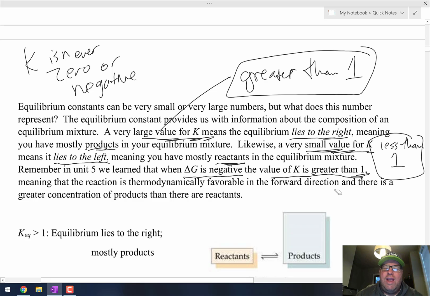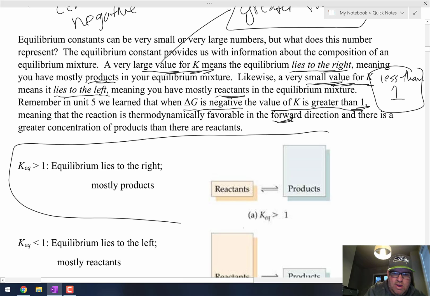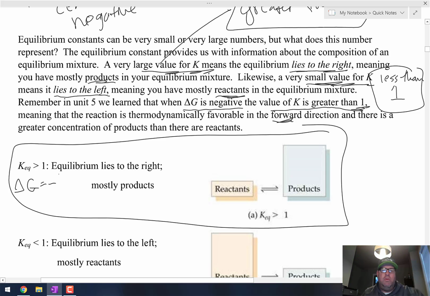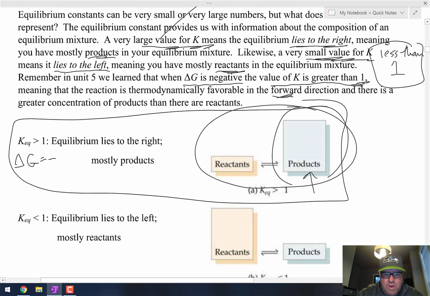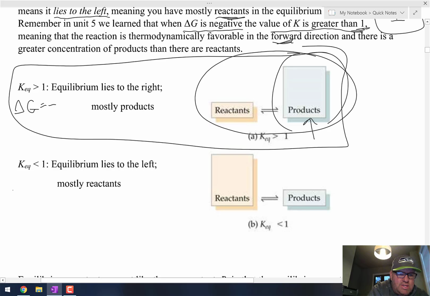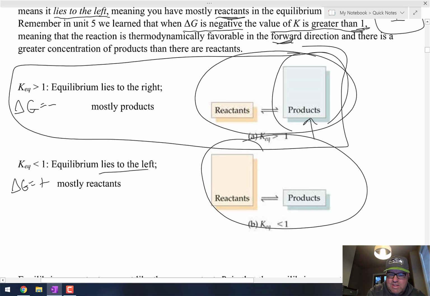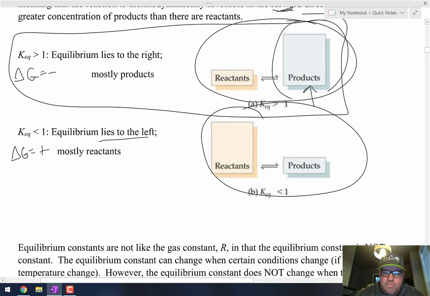Okay, so when Keq is greater than 1, when the equilibrium constant is greater than 1, delta G is negative. That is a thermodynamically favorable reaction in the forward direction. And again, it means there's more products than there are reactants. You can see that right here. Keq is greater than 1, and when that happens, delta G is a negative value. Equilibrium lies to the right. You have mostly products, and you can see that in that equilibrium mixture, you absolutely have more products than you do reactants. When Keq is less than 1, then delta G is a positive value. The equilibrium, we say, lies to the left. You have mostly reactants in your equilibrium mixture.